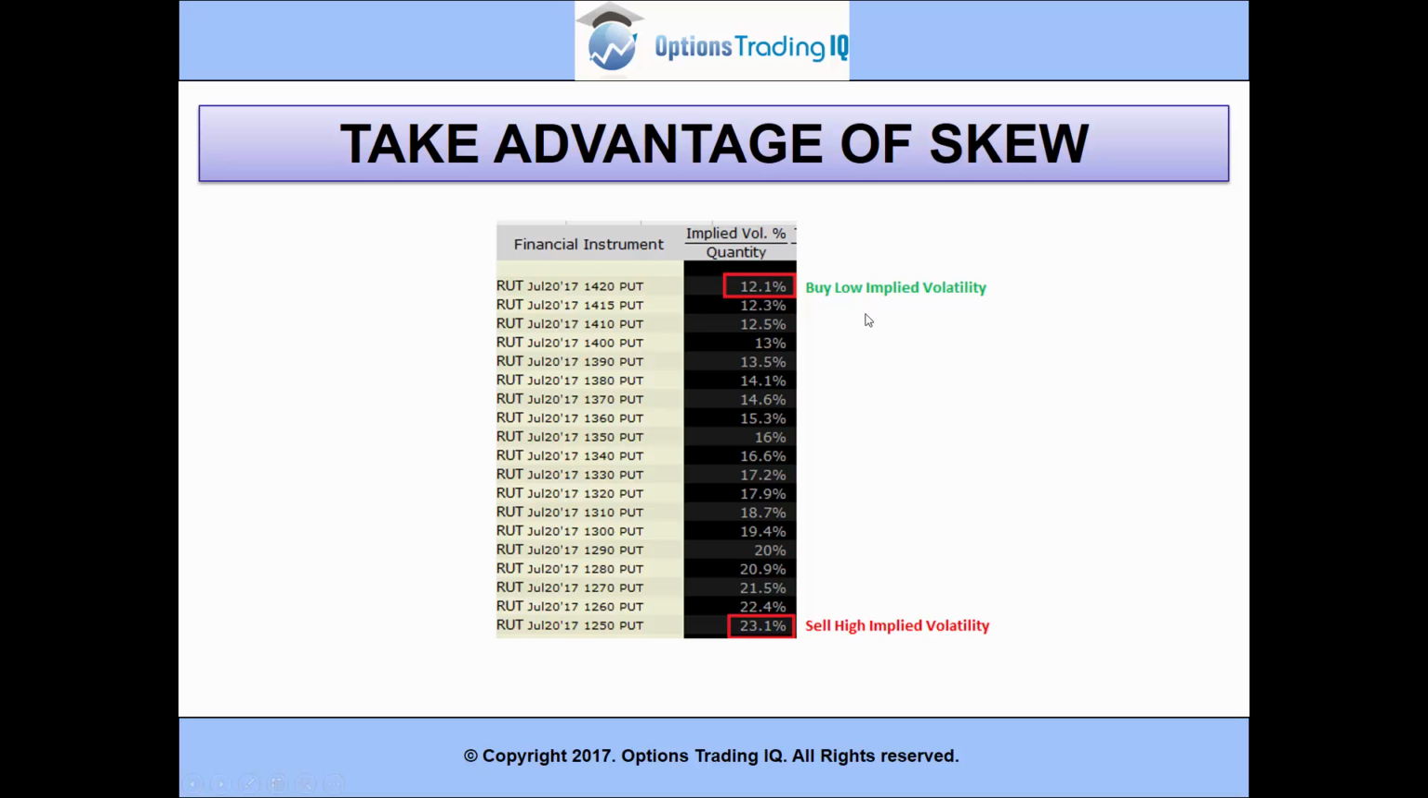So that's what we're able to do with these put ratio spreads. We're buying implied volatility at 12, we're selling implied volatility at 23. So that's a great advantage of put ratio spreads.